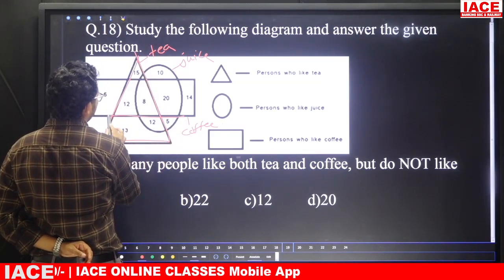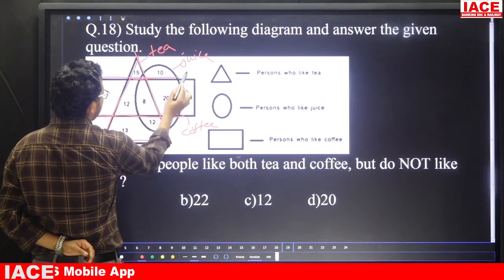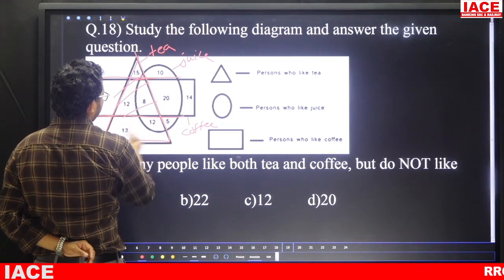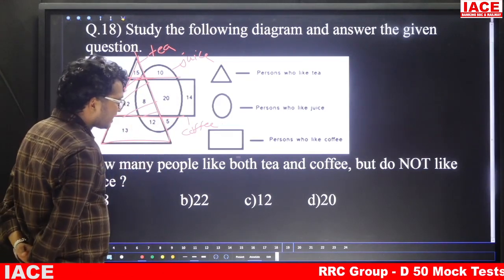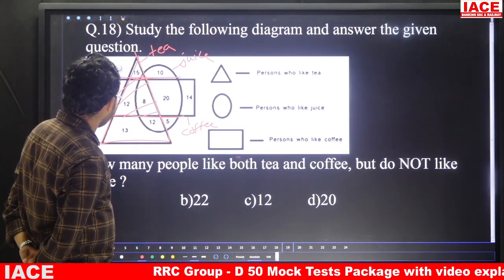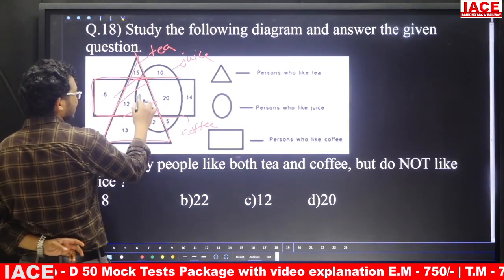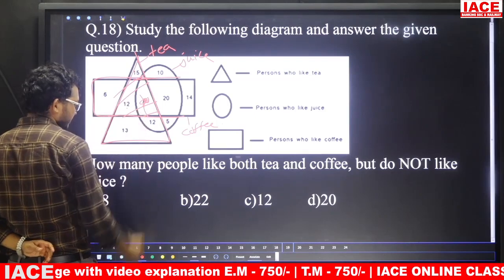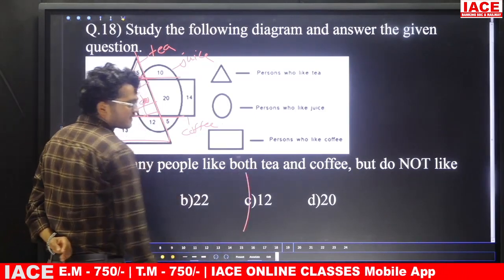This one is coffee. So for tea and coffee, the common part is this. Yes. Next, tea and coffee but not juice. But not juice means these 8 members, no chance. That means only 12 members. So the answer is option C.